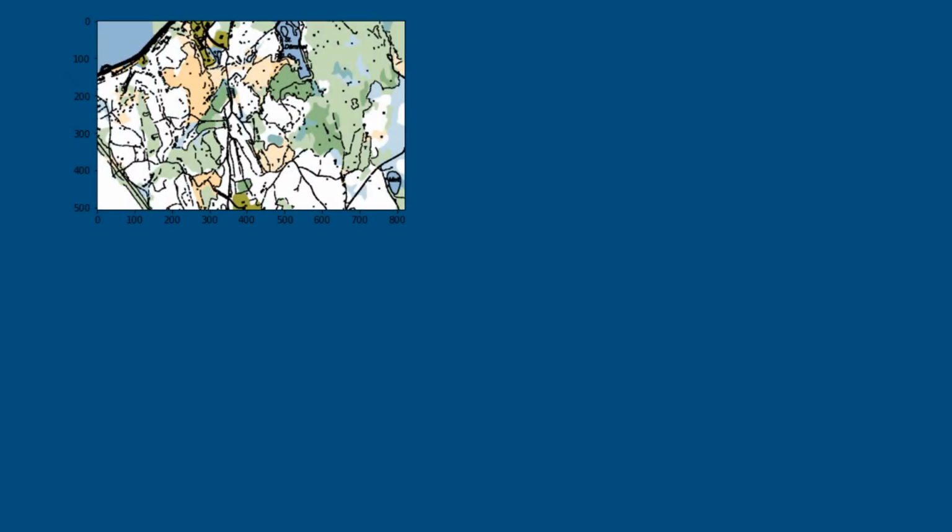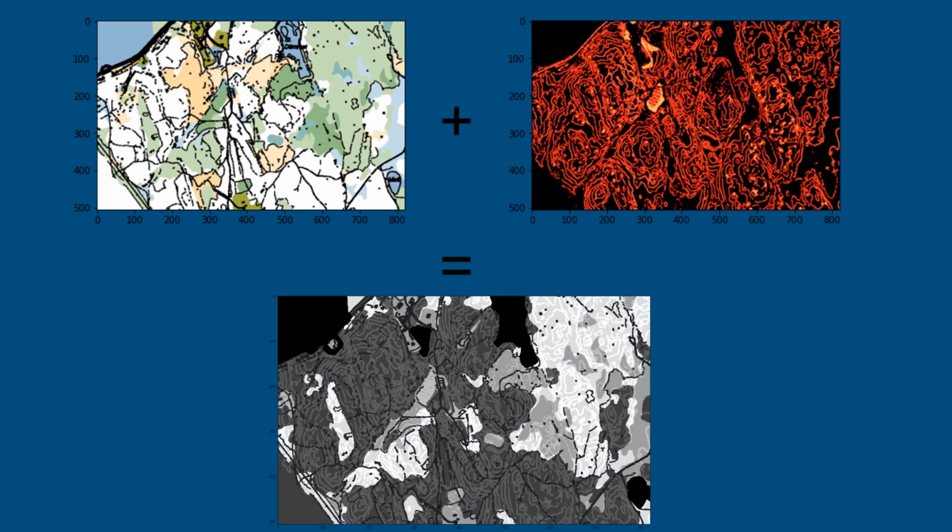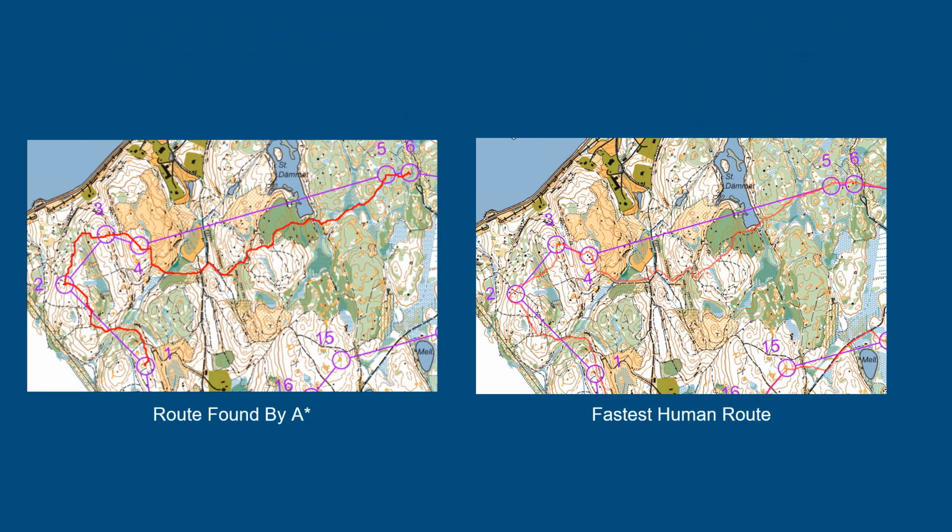From this, we can then transpose the map of the paths to get a cost for the different terrains, and we can take our contour features to represent elevation cost and add them together to find a cost landscape for the given map. Using this cost landscape, we can then run the A* path planning algorithm to find an optimal route, and in this case we found that it was comparable to the fastest route for a human on this map.